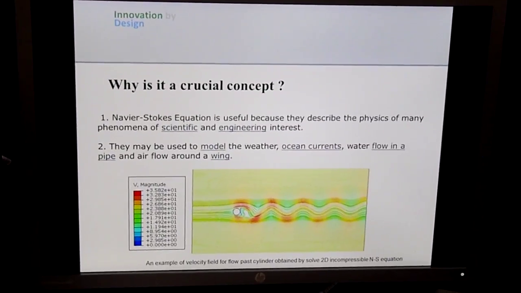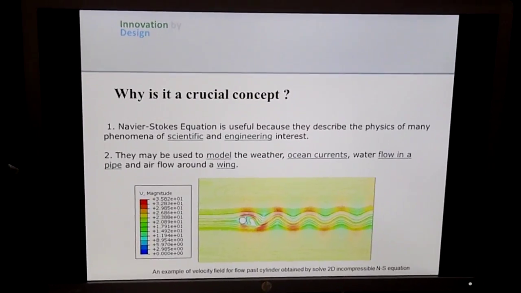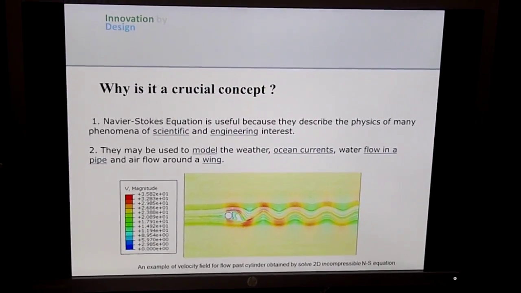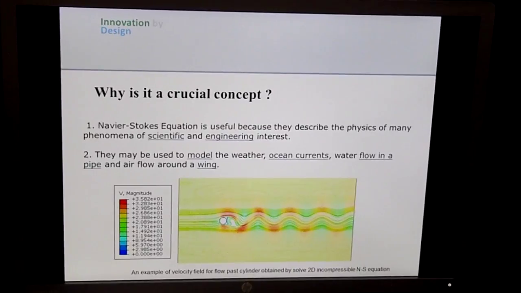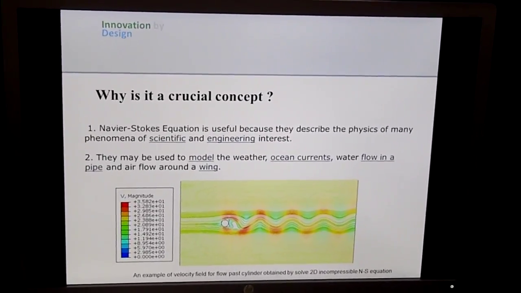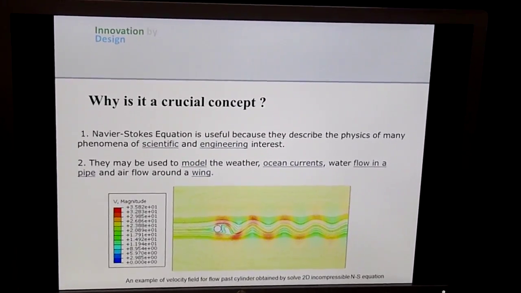There is one example below on this slide, where by solving the NS equation, we can get a velocity field for the flow past a cylinder, obtained by solving the 2D incompressible NS equation.